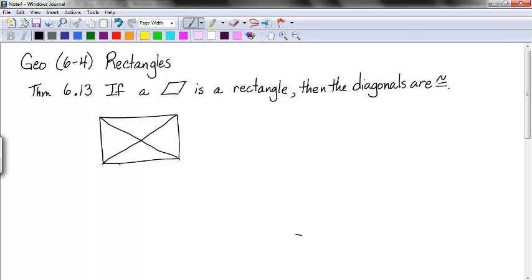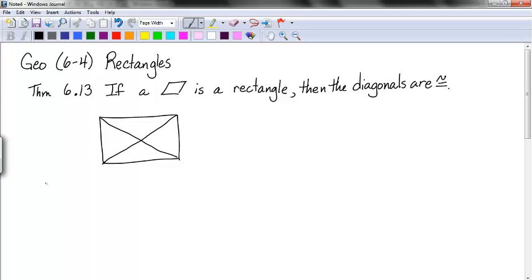If I said all rectangles are parallelograms, true or false? All rectangles are parallelograms. That one's true. If I turn it around and say all parallelograms are rectangles, that's false, because they don't all have 90-degree angles. So you have to be careful when you do the true-false type test.